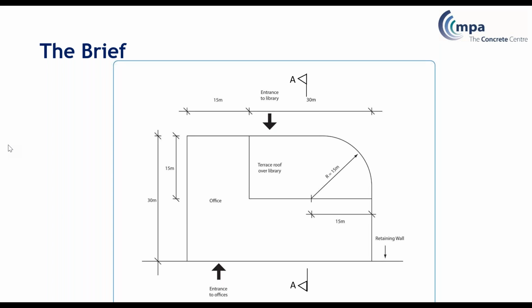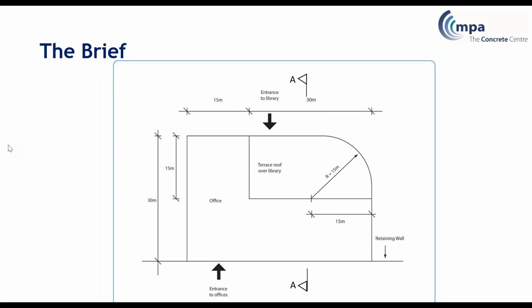So it's a rectangular building, but with a curved section of the library. The library is the full footprint of the building. The office is an L shape over. Entrance for the offices is into the ground floor, and then a lower ground floor is the library.